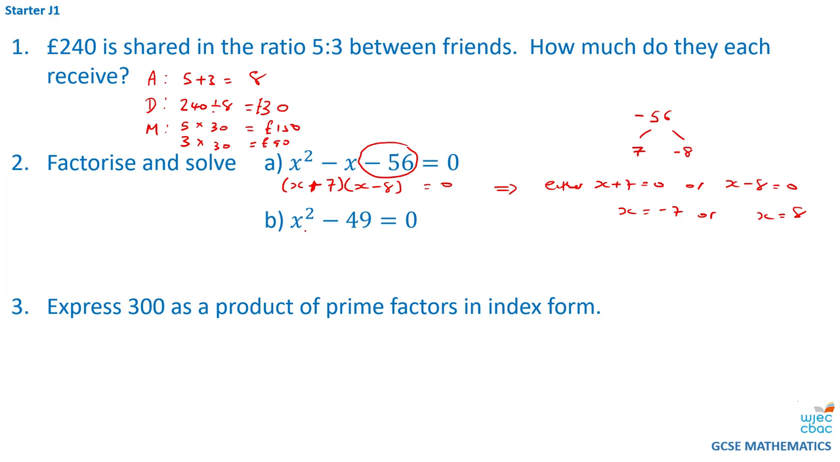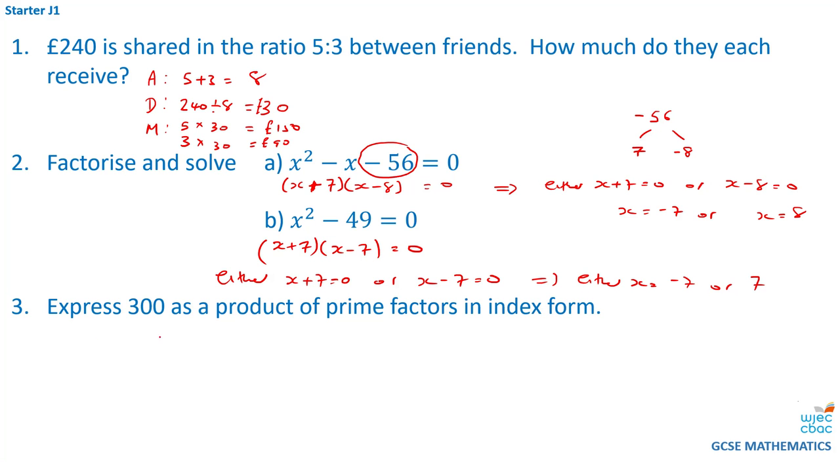This one, how many people spotted straight away that it was a difference of 2 squares? So we haven't got a middle term, we haven't got a term in x, so that means this is a squared term. 49 is the square of 7. So if I have x plus 7, I also have x minus 7 equals 0. So either x plus 7 equals 0 or x minus 7 equals 0, which means that either x is equal to minus 7 or plus 7.